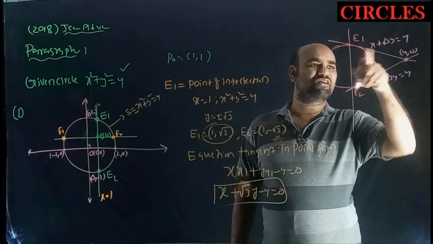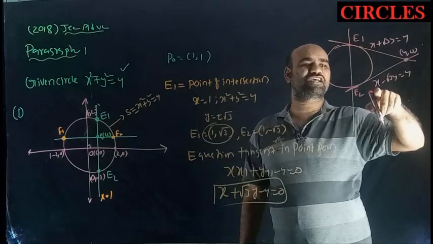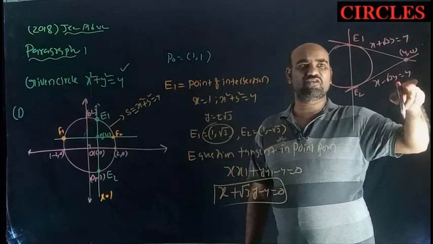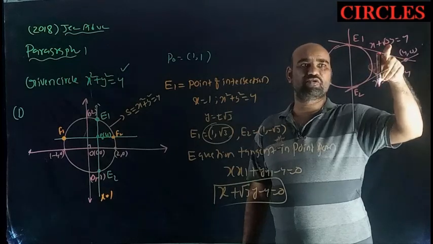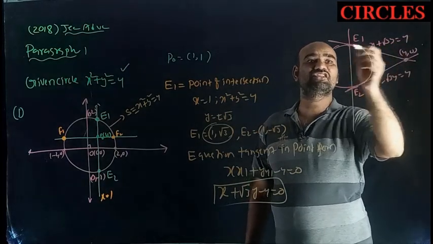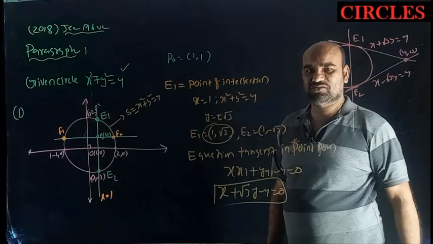Understood? Solve these two: x plus root 3y equal to 4 and x minus root 3y equal to 4. Both are equal to 4, so x plus root 3y equals x minus root 3y. The x's get cancelled and y equals 0. Put y equal to 0 and get x equal to 4. This means these two tangents meet at the point 4 comma 0.